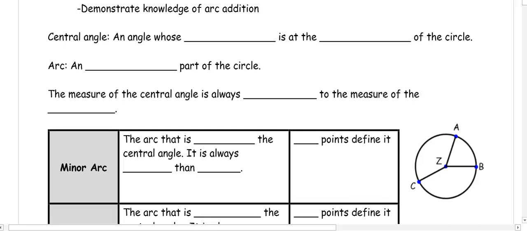This video is about arcs and arc addition. So our goal is to demonstrate knowledge of an arc addition. Before we can do that, we need to get to some vocab.